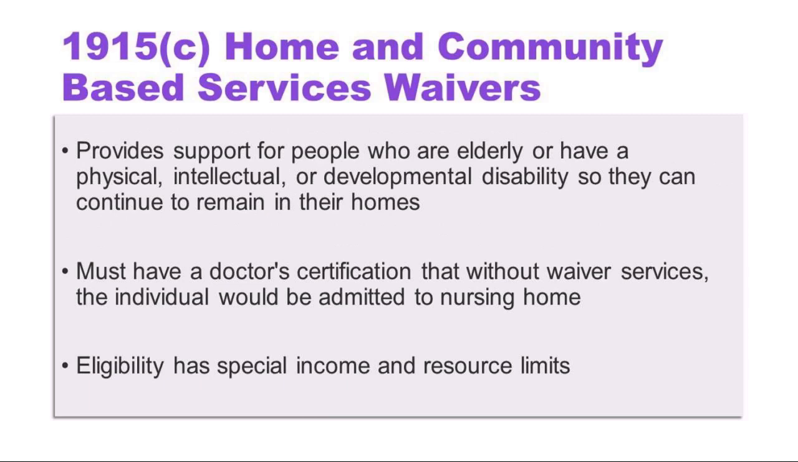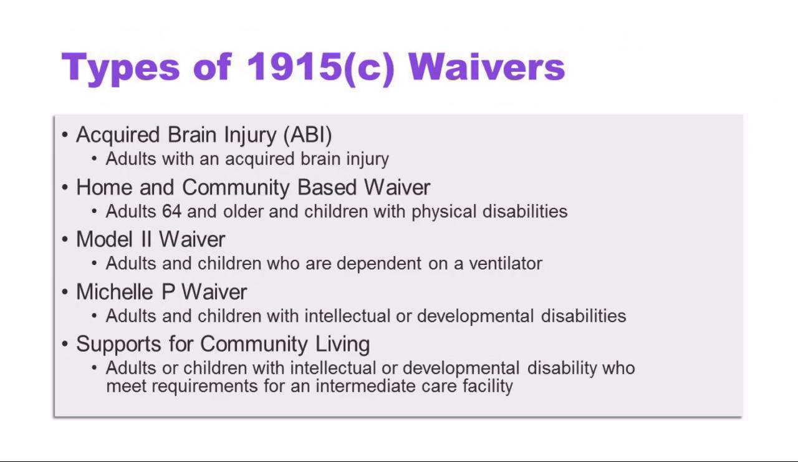Another type of Medicaid is the 1915C waivers. These waivers provide support for people who are elderly or have a physical, intellectual, or developmental disability so they can stay in their homes. The waivers have different eligibility guidelines, but you must have a doctor's certification that without waiver services, the individual would need to be admitted into a nursing home. There are several types of 1915C waivers, including acquired brain injury, home and community-based waiver, Model 2 waiver, Michelle P. waiver, and supports for community living.